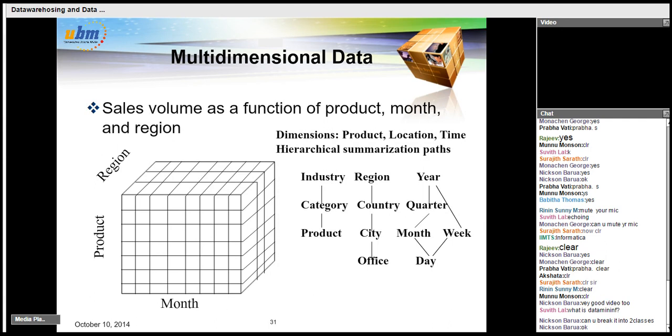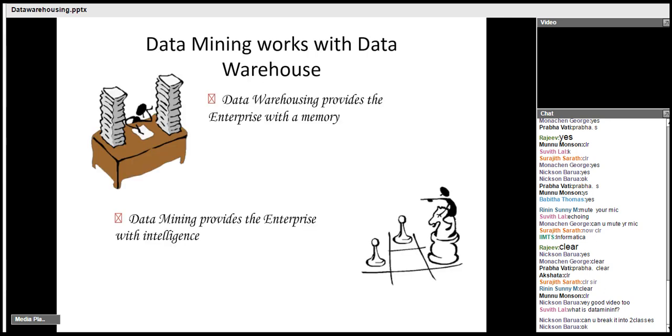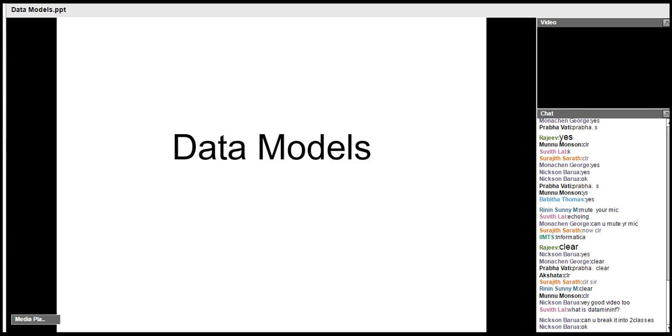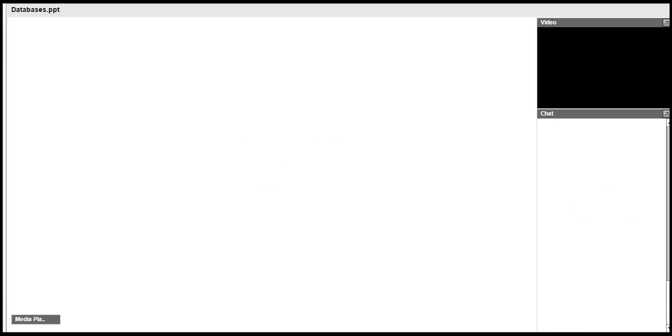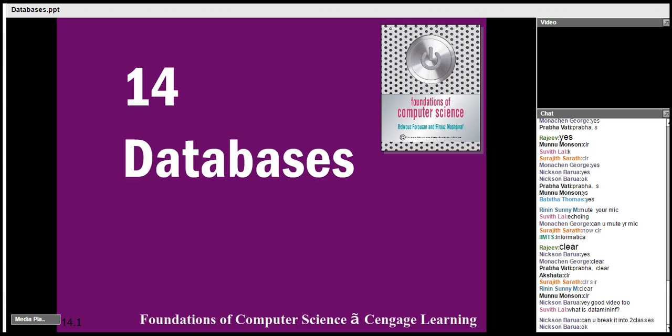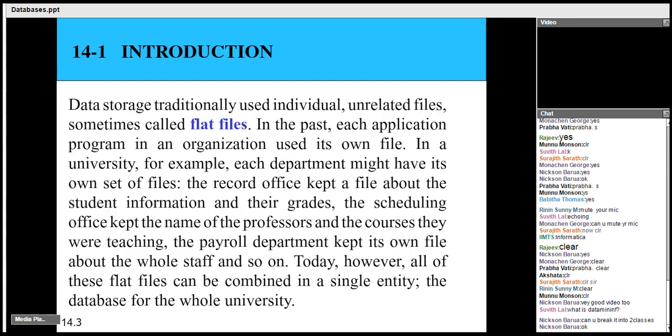We can just leave it here. We can just go back onto the data models part. Now coming on to the database section, which we also have to see in today's class.